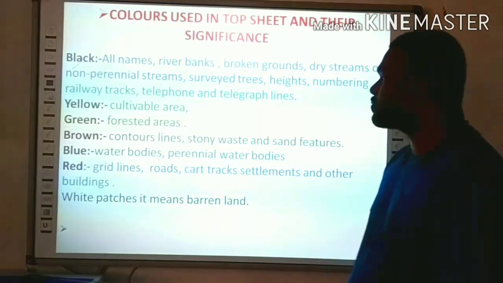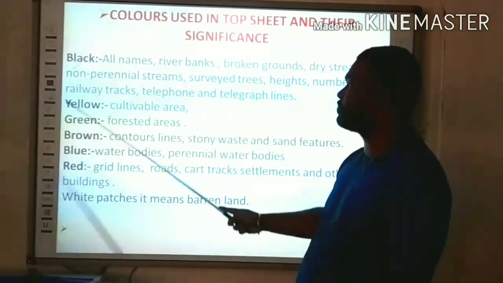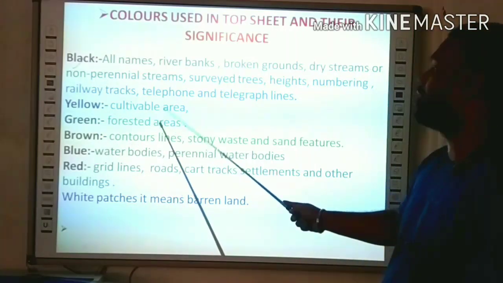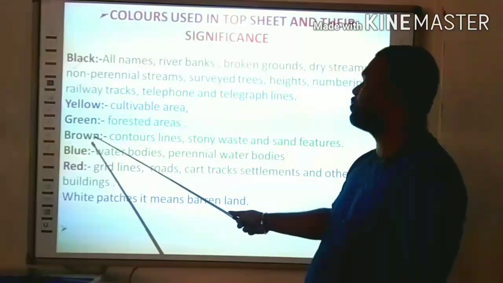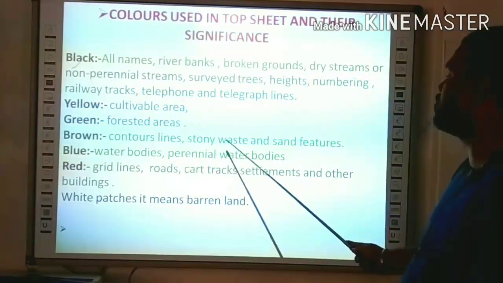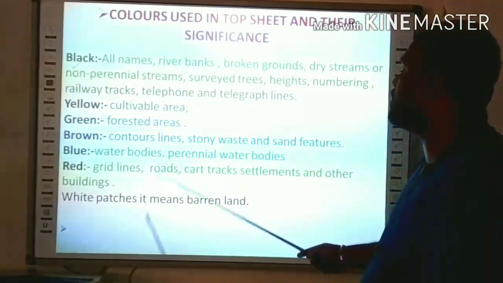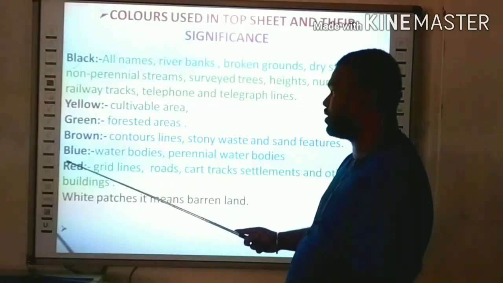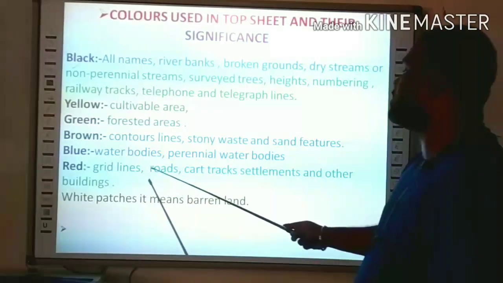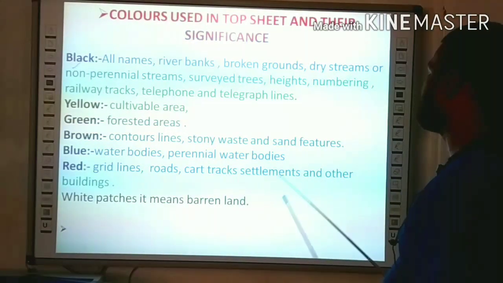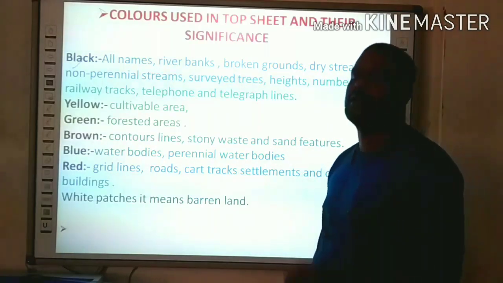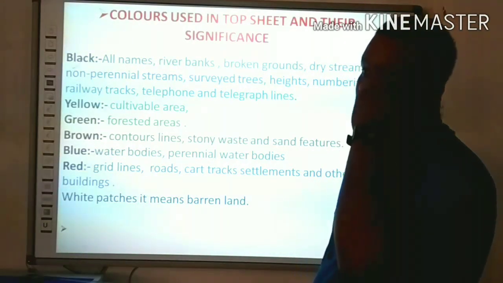Now yellow, what does it mean? It means cultivated area. Green, forested area. Brown, contour lines, stony waste and sand features. Blue, water bodies, especially the perennial water bodies. Red, grid lines, road, cart track, settlement and other buildings like churches, mosques, temples.